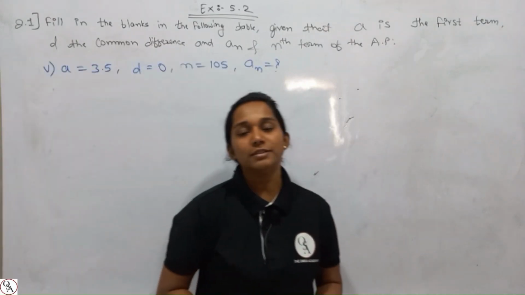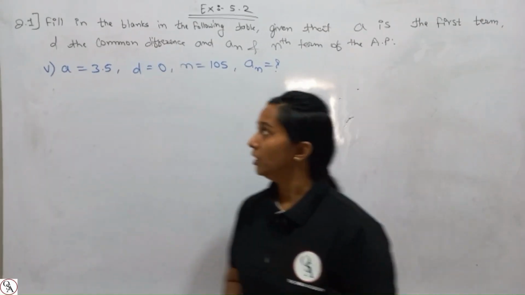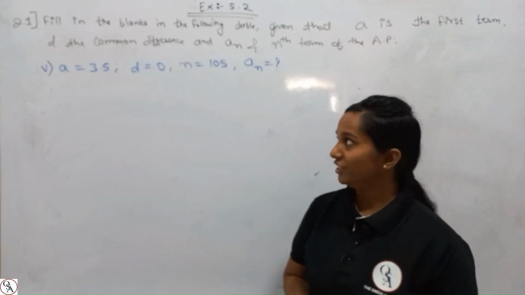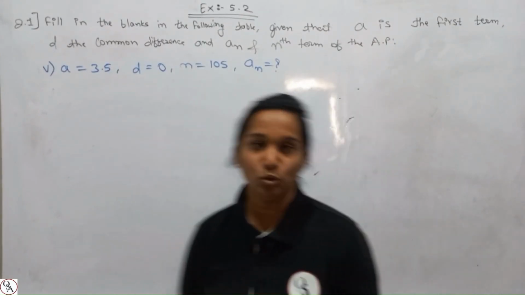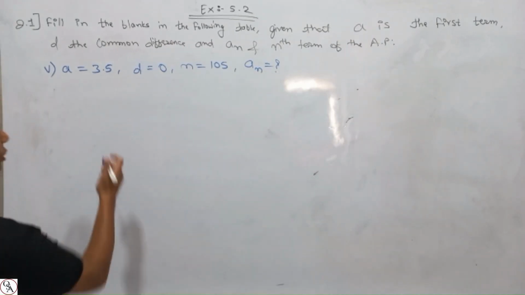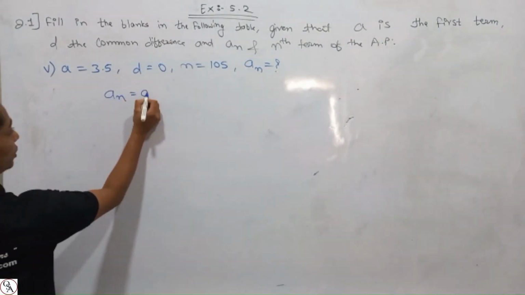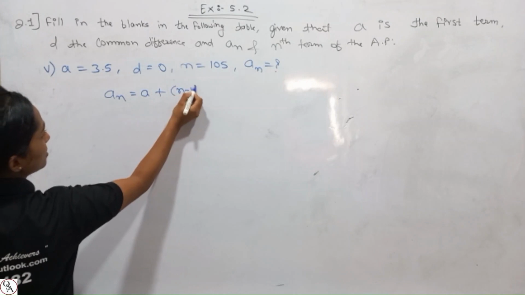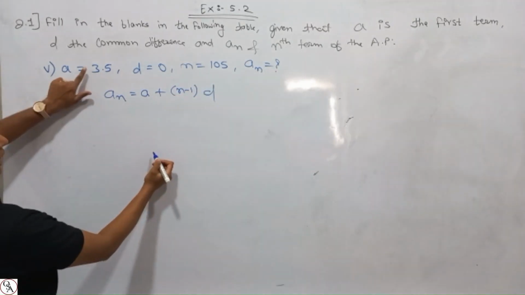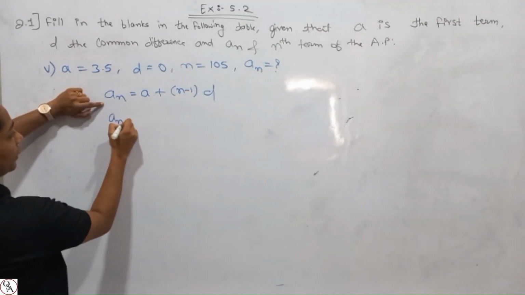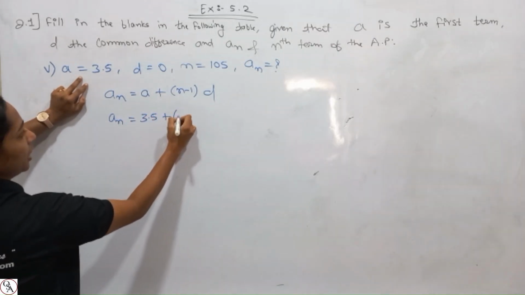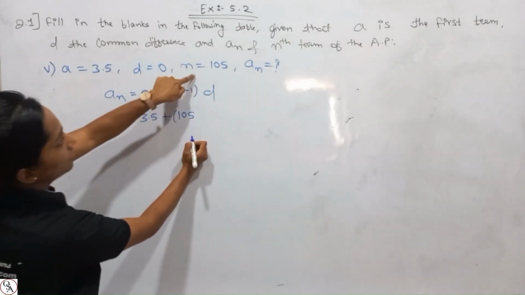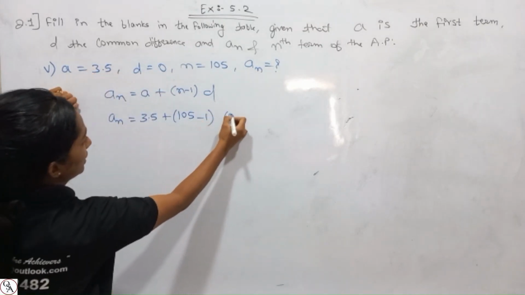So now we'll see question number 5, where we have a is equal to 3.5, d is equal to 0, n is equal to 105, and a n we have to find out. Same formula we are going to use. a n is equal to a plus n minus 1 d. a n we have to find out. a is nothing but 3.5 plus n is nothing but 105 minus 1 into d is nothing but 0.